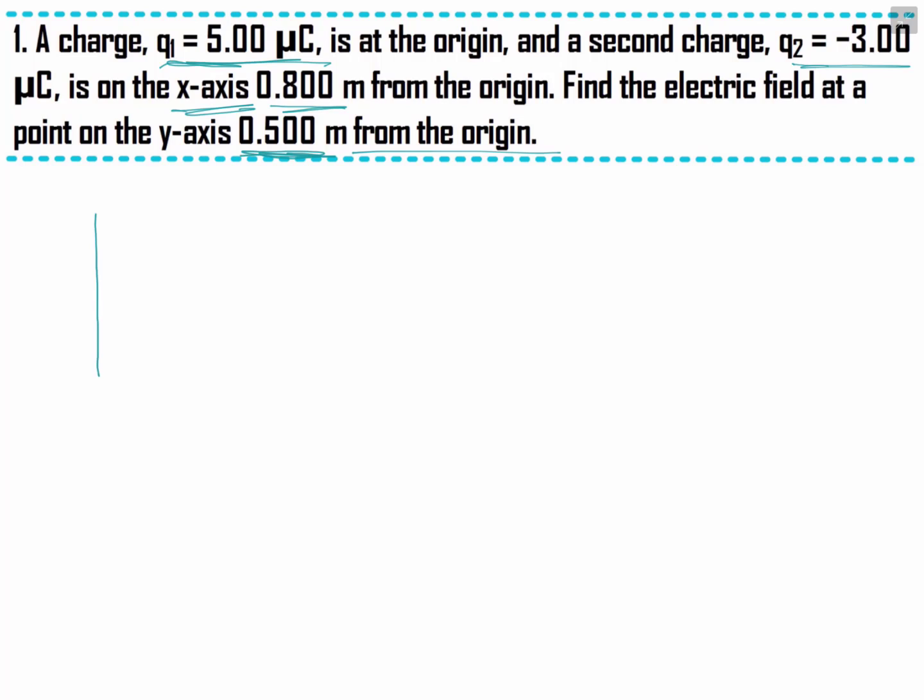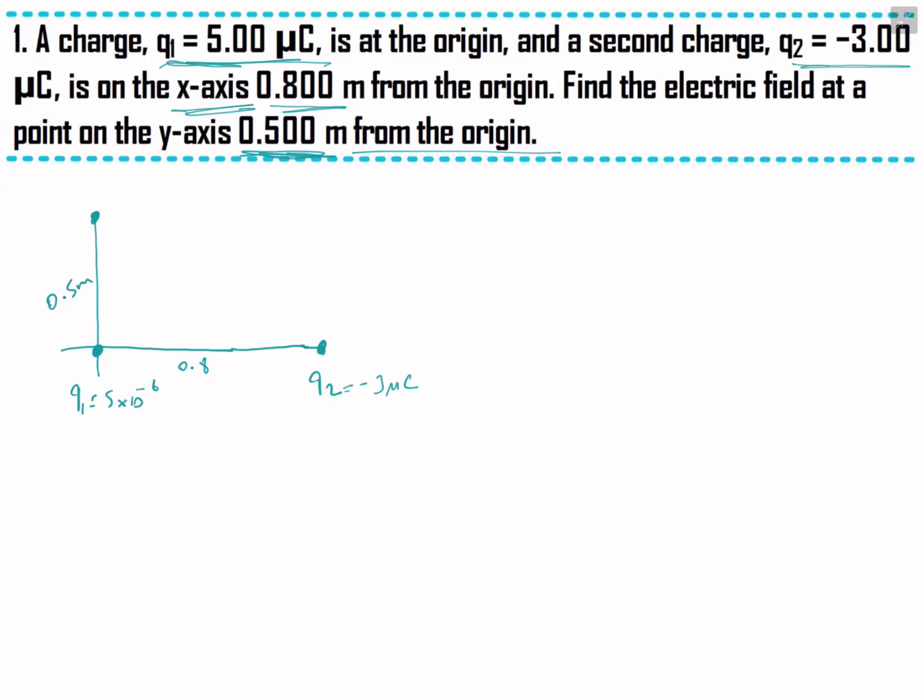So if we draw the x and y-axis, this is the origin, and Q1 is here, and Q2 is here, 0.8 meter, and it's asking the electric field at the point which is above the origin, 0.5 meter. The charge of Q1 is 5 microcoulomb, 5 times 10 to the negative 6. The charge of Q2 is negative 3 microcoulomb, 3 times 10 to the negative 6.